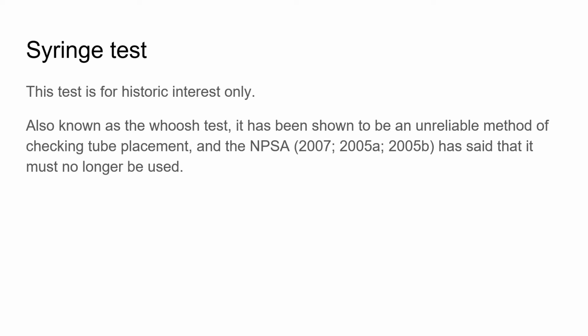After insertion of the nasogastric tube, an empty syringe is taken, the piston is withdrawn, and it is connected to the nasogastric tube and pushed. On the surface of the abdomen, a stethoscope is placed and heard for the whoosh sound. If you identify the whoosh sound, you say that it is in the proper position. So that is the syringe test.